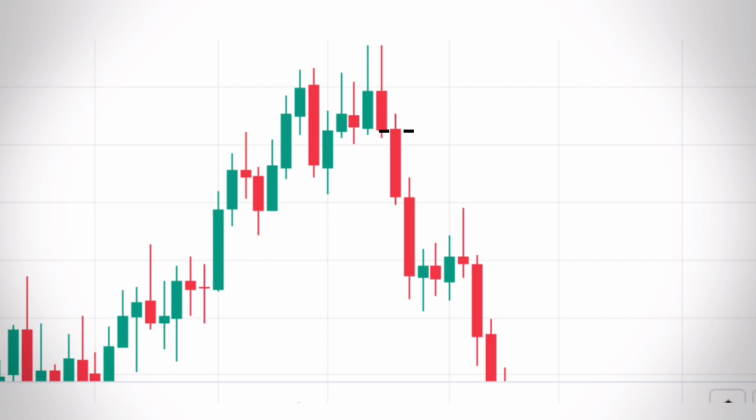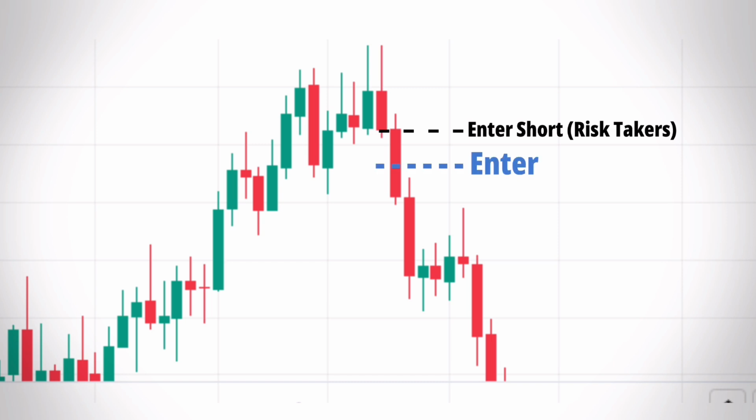The reason why we learn about these candlestick patterns is to trade with them. So how do you trade a tweezer top candlestick pattern? Enter a short position after the second candle of the tweezer top closes. That's if you're a risk taker. But if you are being more cautious, then you want to wait for price to break below the nearby support level before you enter a short position.